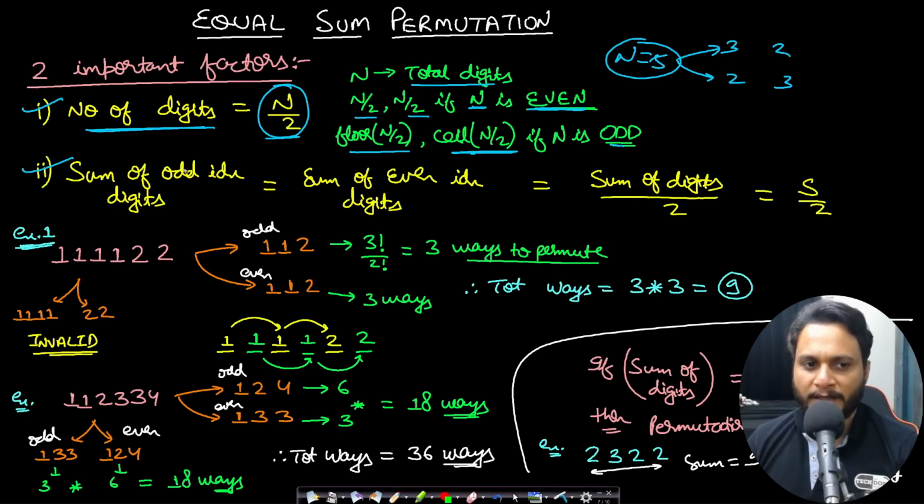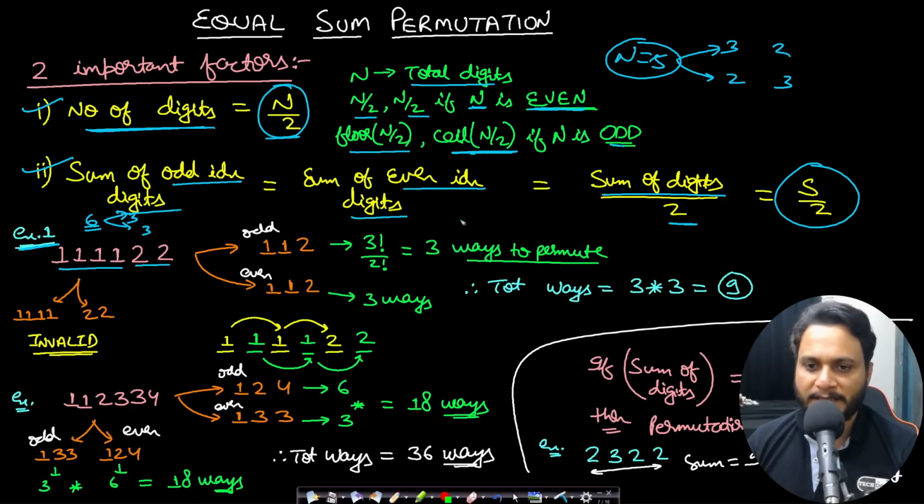The second point is that the sum of the odd index digits must be equal to the sum of the even index digits. So if that is the case, then you can say that it will be the sum of all the digits in the number divided by 2, which I will take as s by 2. If you take the first example, in this case I have 4 ones and 2 twos. So how many digits do I have? 6 digits. So if I create two subsets, it will be of size 3 3. So if I take the odd location, because when you have 6 as the size, then you will have 0 1 2 3 4 5 6.